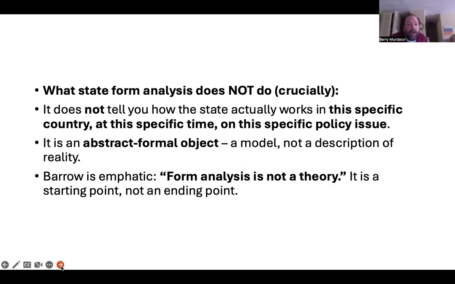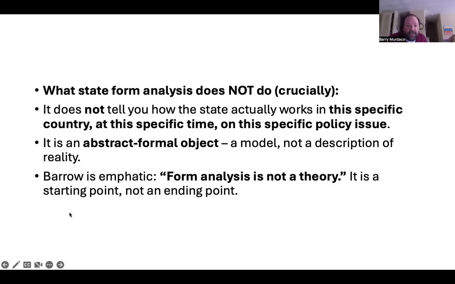What state form analysis does not do: it does not tell you how the state actually works in this specific country at this specific time on this specific policy issue. It is an abstract formal object. It is a model, not a description of reality.